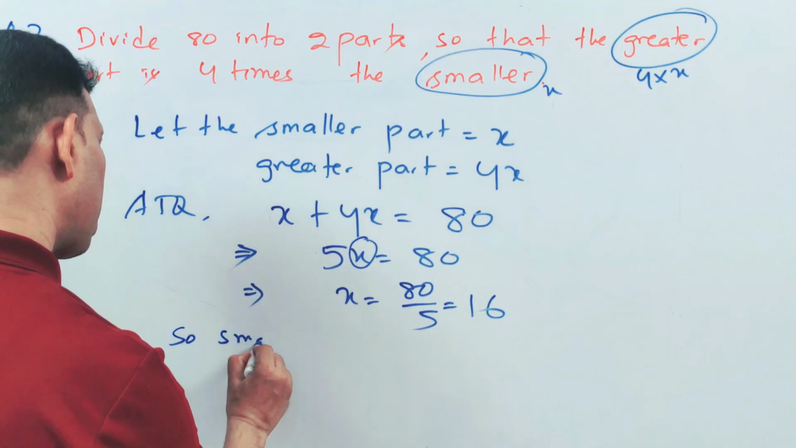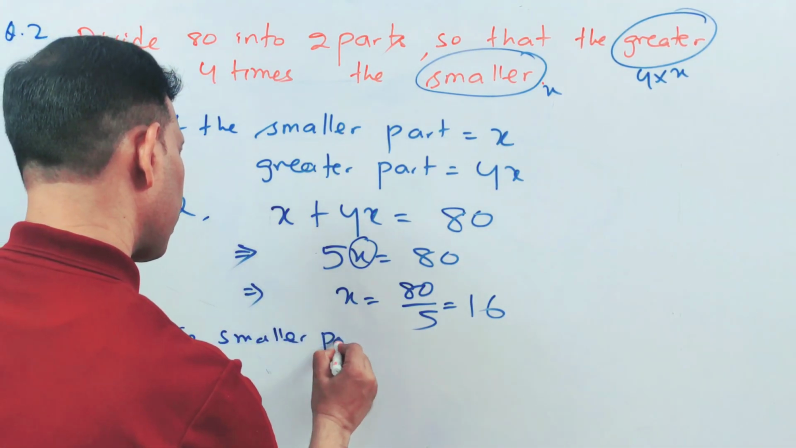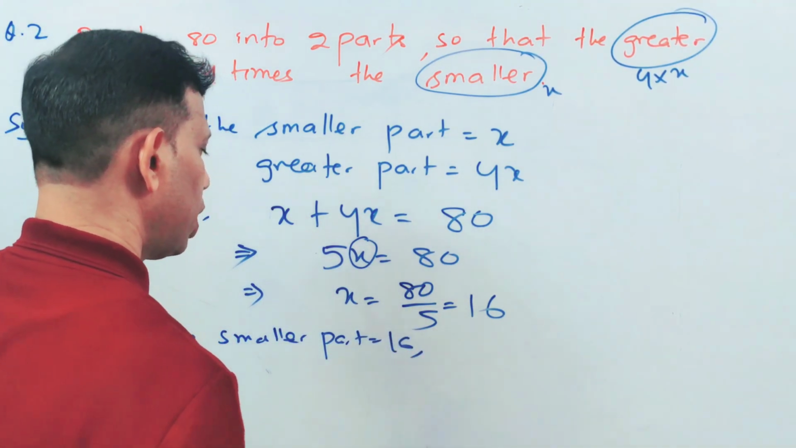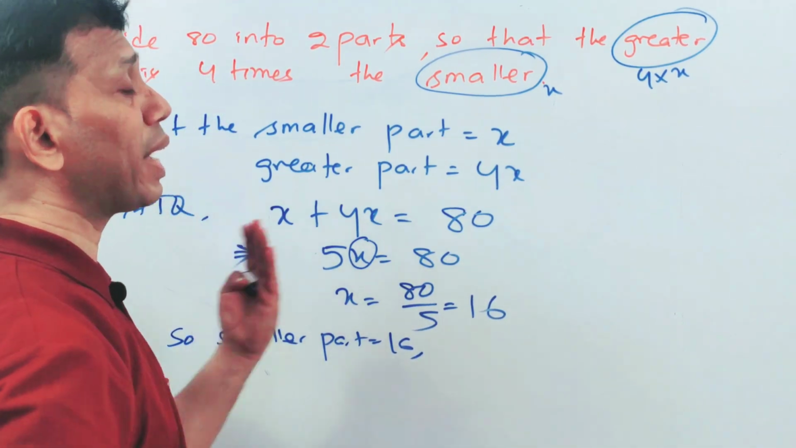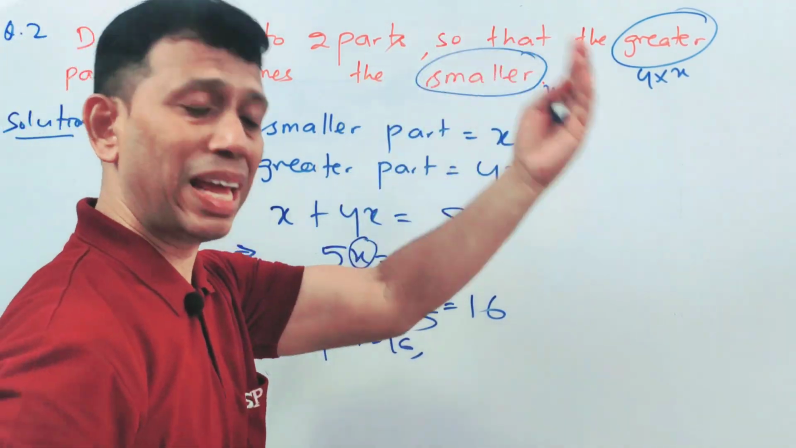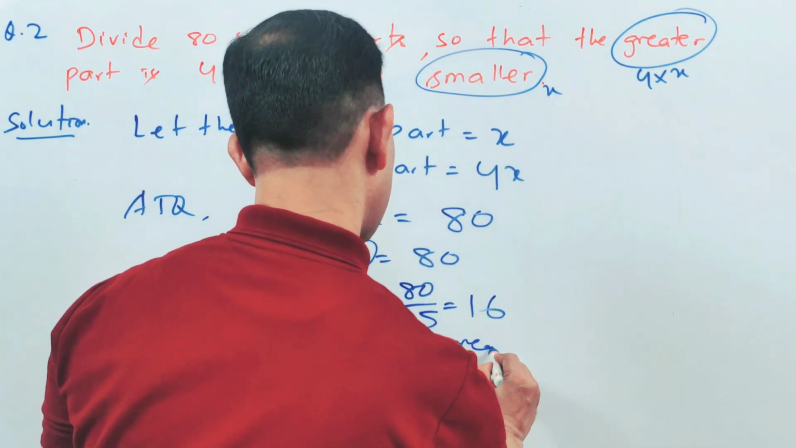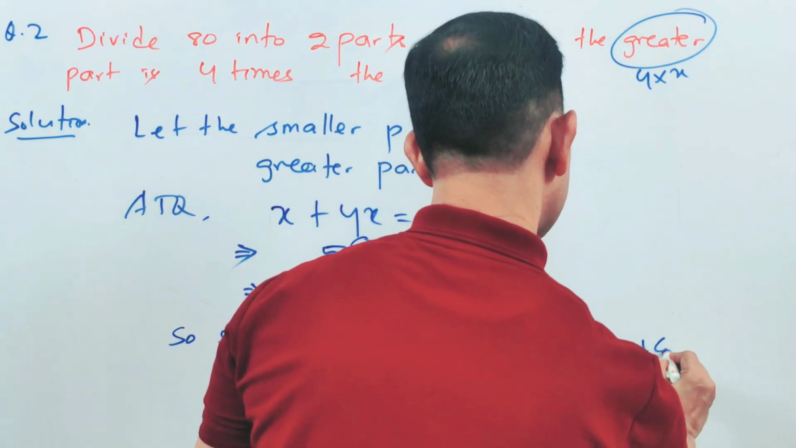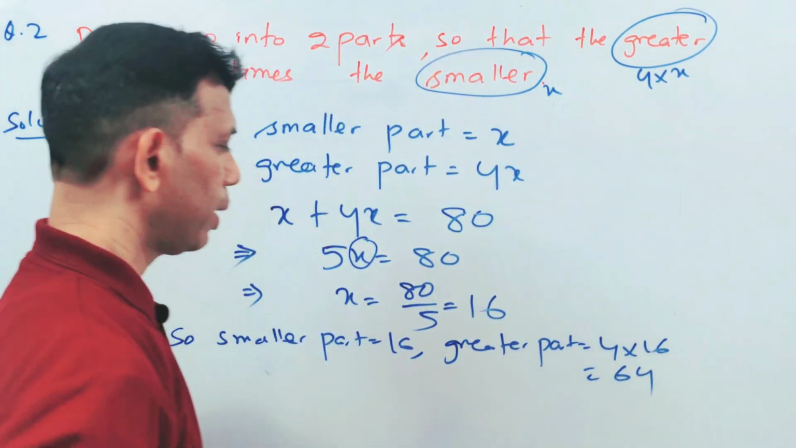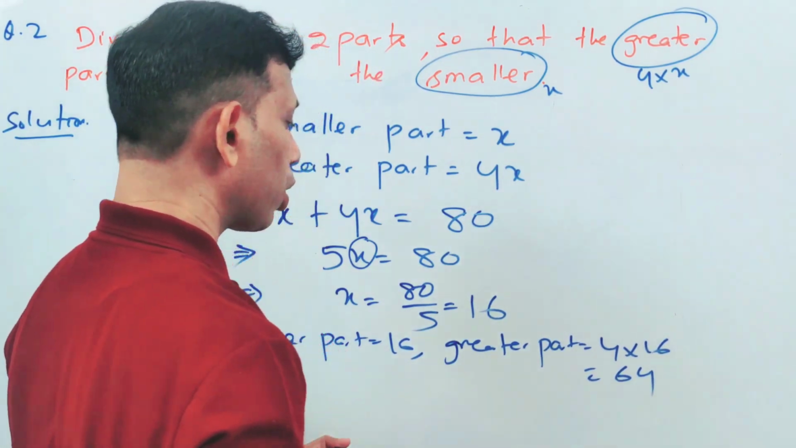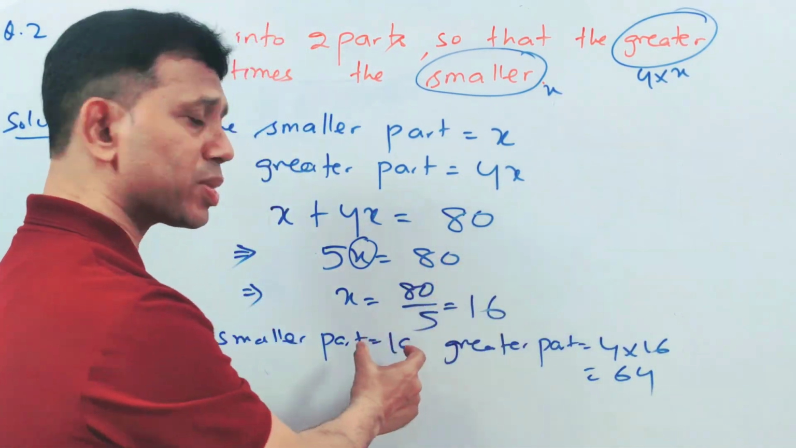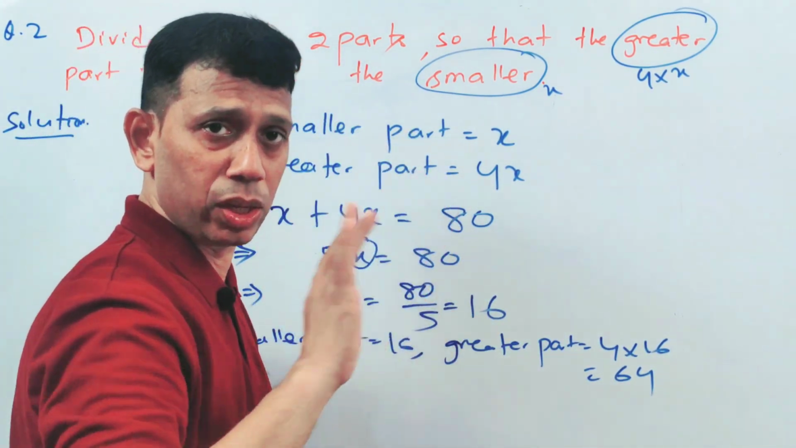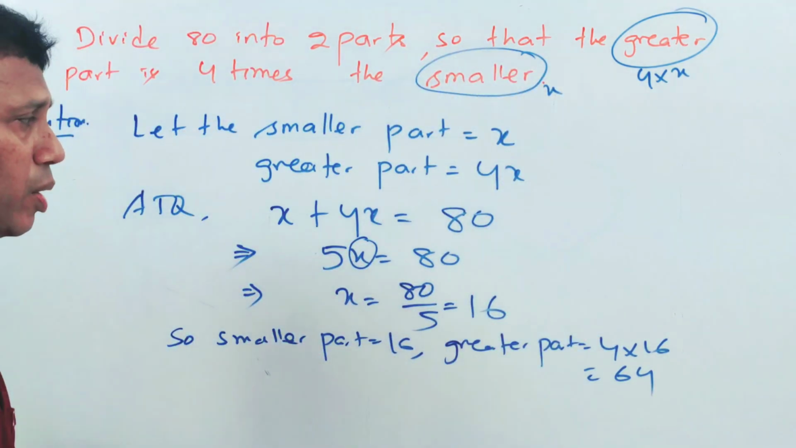So the smaller part is 16. If the smaller part is 16, what is the greater part? The greater part is 4 times the smaller part. So the greater part is equal to 4 into 16, that is 64. Now just for trial or confirmation, 64 plus 16 is equal to 80. Confirmed. So our answer is done.